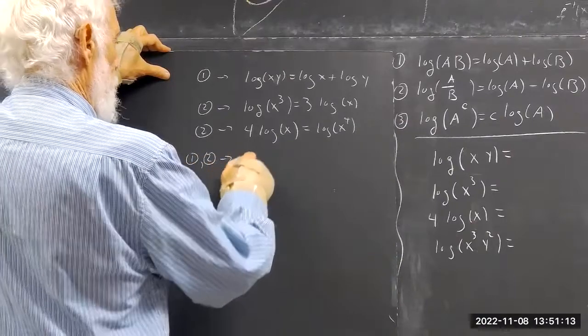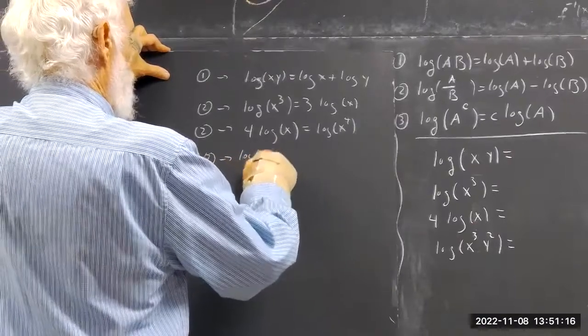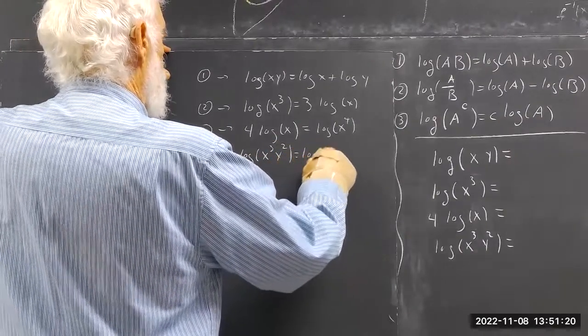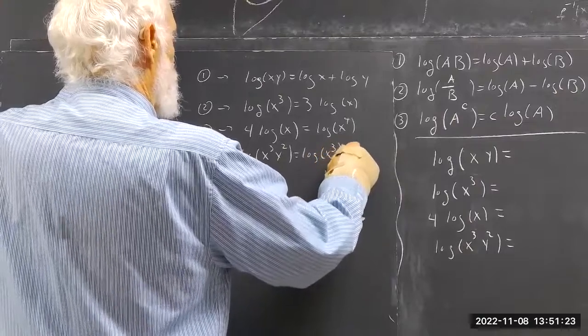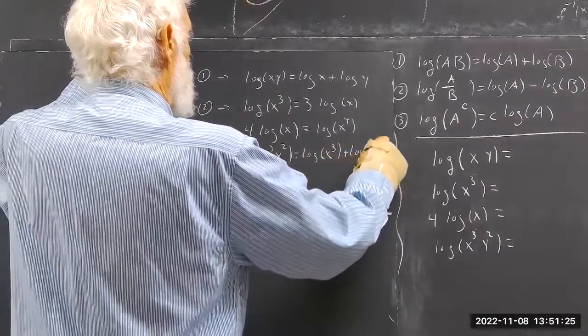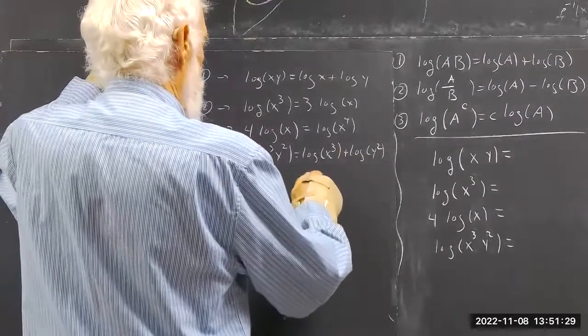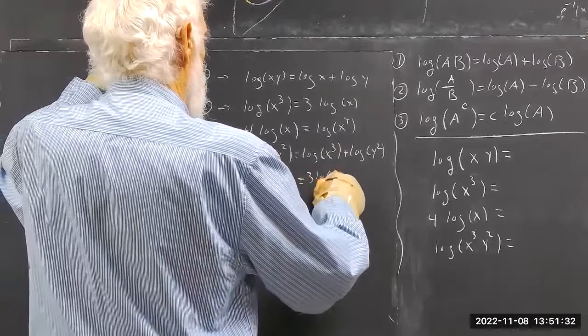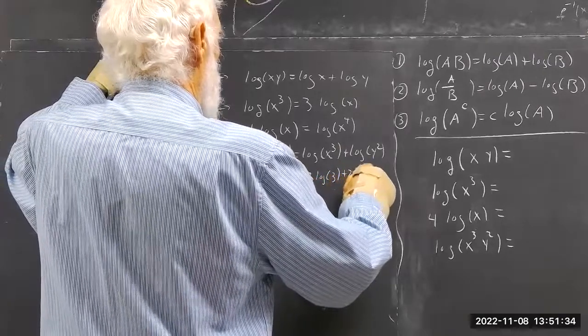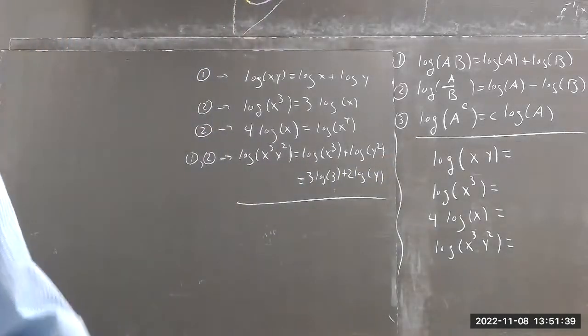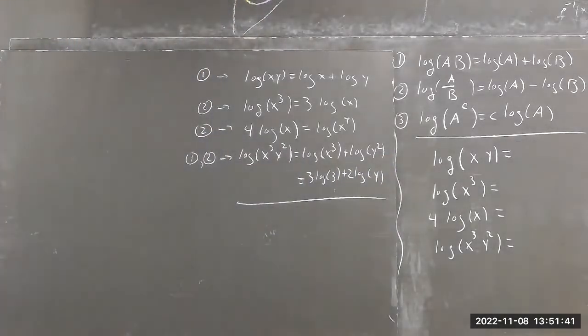Rules 1 and 2 tell you that the log of x cubed y squared equals the log of x cubed plus the log of y squared. And that's rule 1. And then rule 2 gives you 3 log of x plus 2 log of y. And I didn't see any errors. Not everybody got that last one, but I felt like everybody was going to get it.